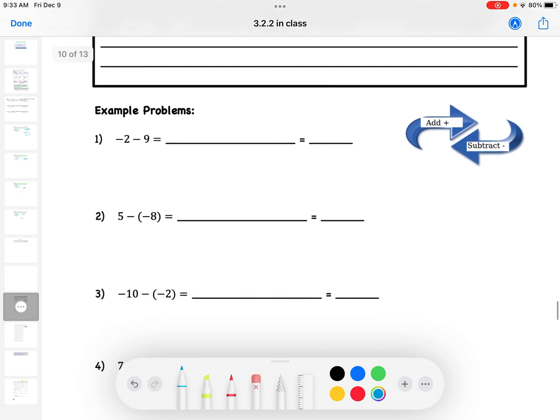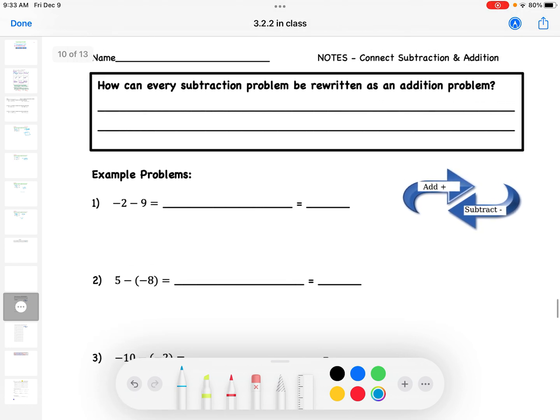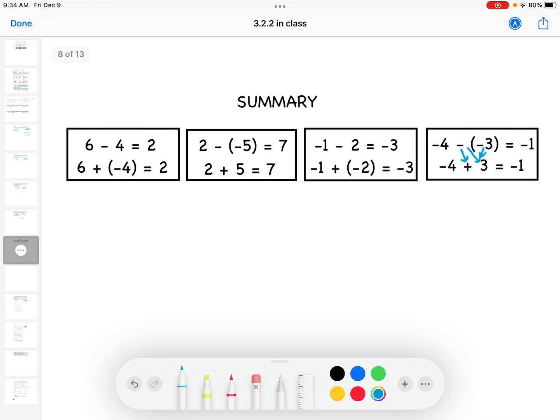Okay? All right. Let me go up here. This is the in-class sheet that you saw there. So what you're doing is going to work on a couple of problems and then submit, like I said. How can every subtraction problem be rewritten as an addition problem? The key to this one is, and you can just summarize these words here, every subtraction problem can be rewritten as an addition problem when I find the opposite of the number after subtraction. That's kind of that summary right here.